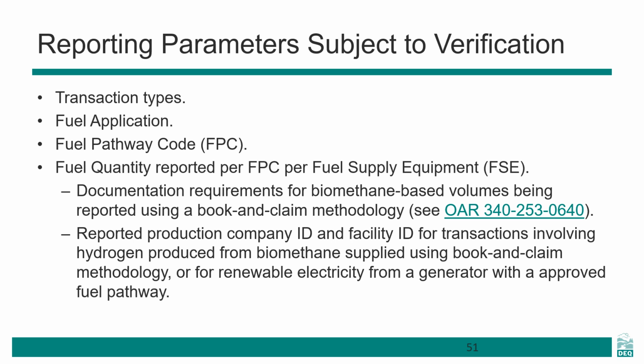For credit generators, there are several key reporting parameters that you'll need to check as the verifier. These include the transaction type, fuel application type, fuel pathway codes, and the fuel quantity that is being dispensed per fuel supply equipment. Additionally, for biomethane-based volumes, specific documentation is required when using a book and claim methodology, which is outlined in OAR 340-253-0640.